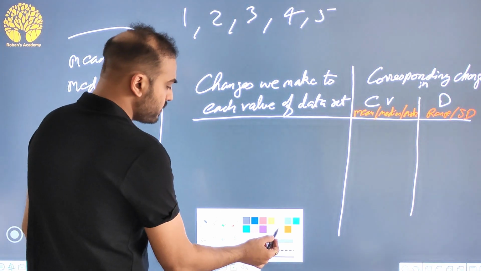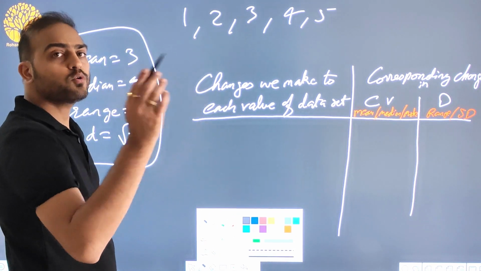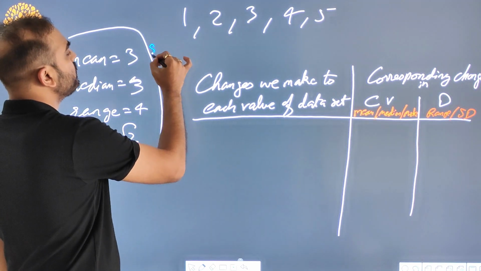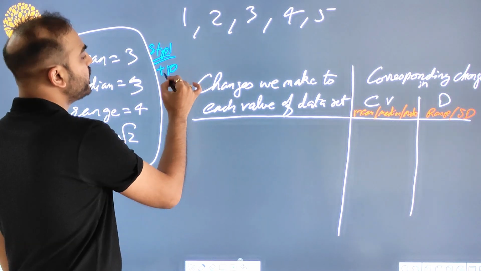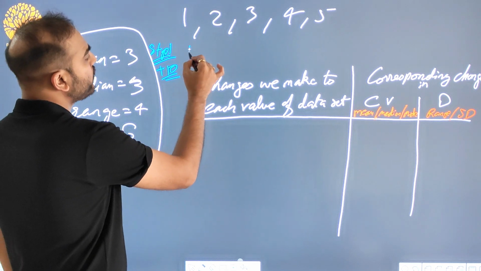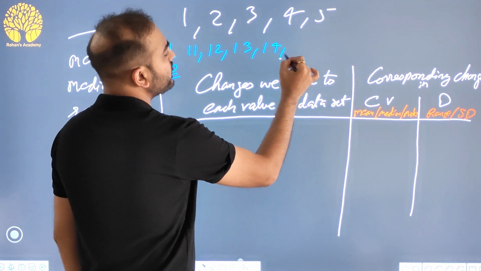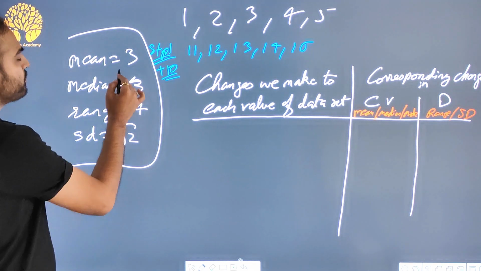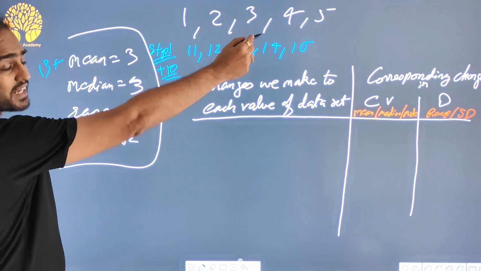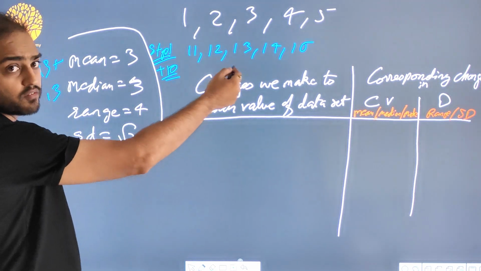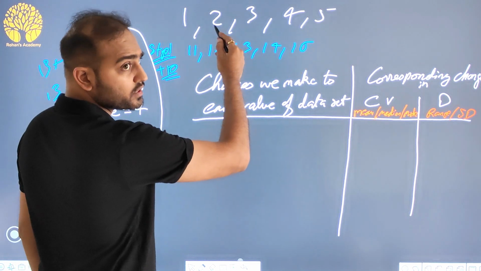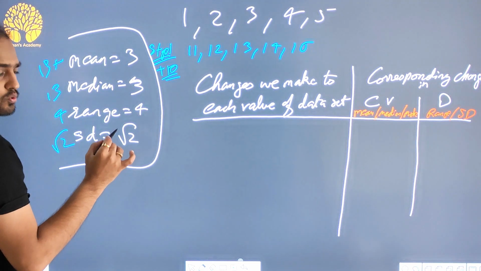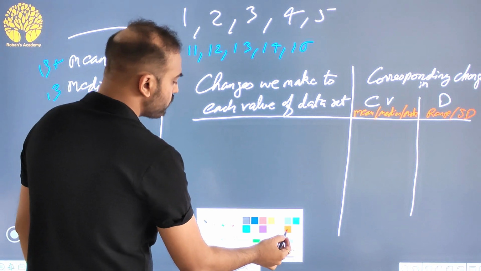Say, to begin with, I add 10 to each value. So step 1, I am adding 10 to each value. If I add 10, what happens? The values become 11, 12, 13, 14, 15. Now if you look at the corresponding changes, mean has become 13, median is also 13, the middle value. Range previously was 5 minus 1, 4, now it is 15 minus 11, again 4. Standard deviation will again be root 2.